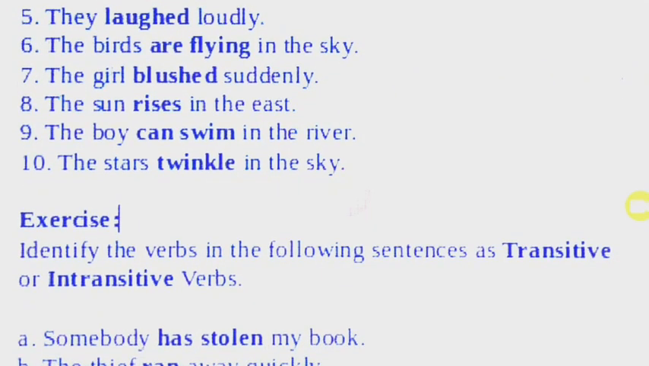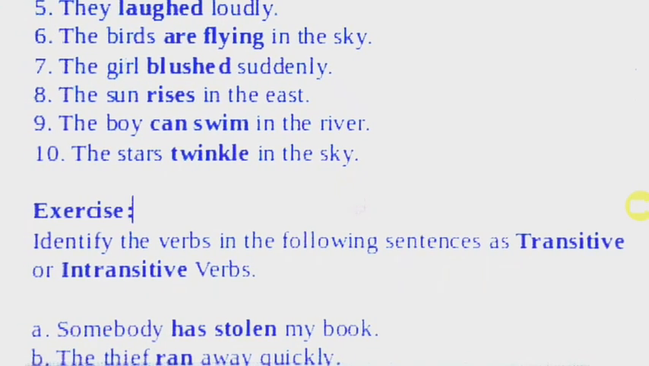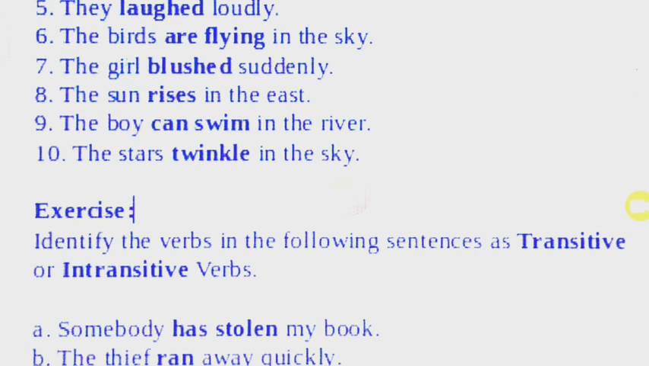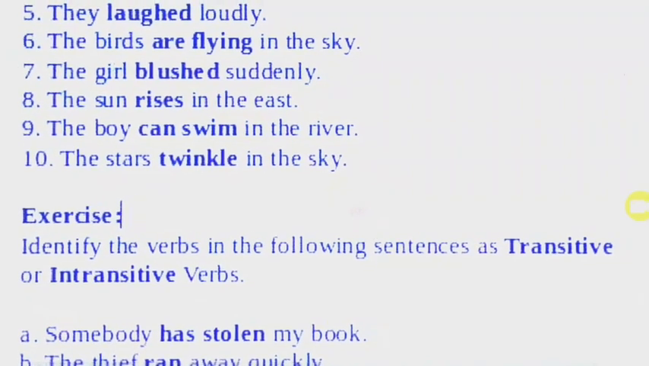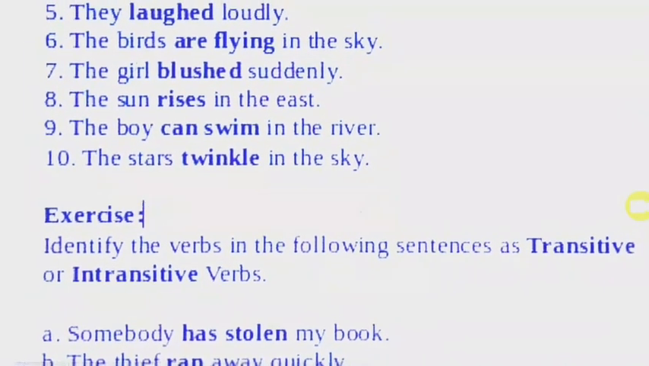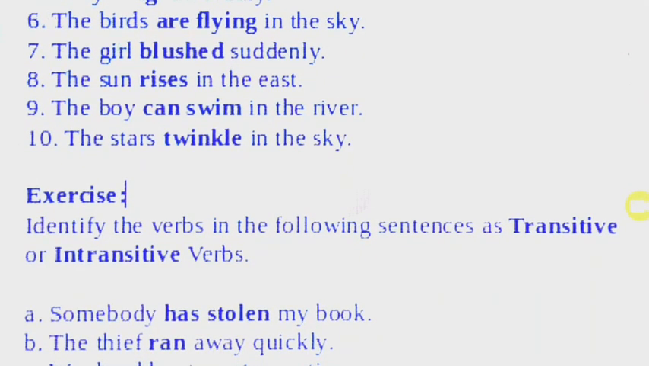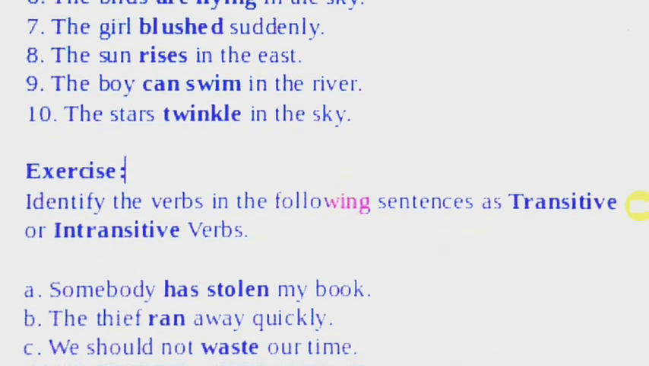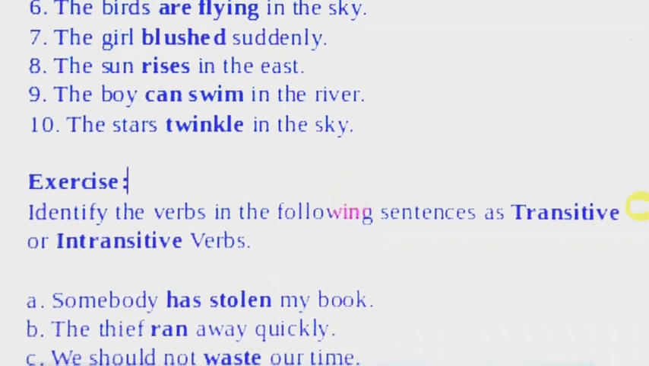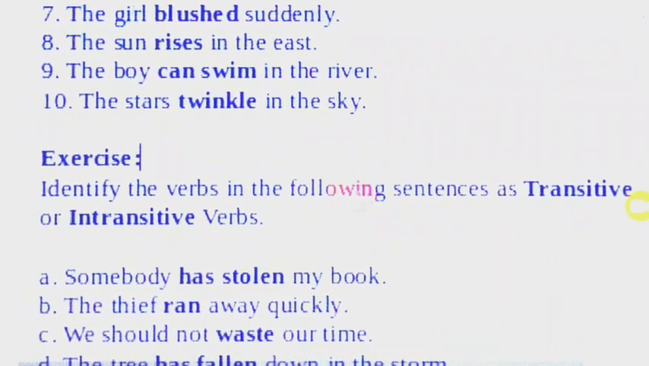The sun rises in the east. Rises is the intransitive verb. In the east shows place, adverbial of place. The boy can swim in the river. The boy is the subject, can swim is the intransitive verb, in the river shows adverbial of place. In the next sentence: the stars twinkle in the sky. In the same way, the stars is the subject, twinkle is the intransitive verb, in the sky is an adverbial of place.